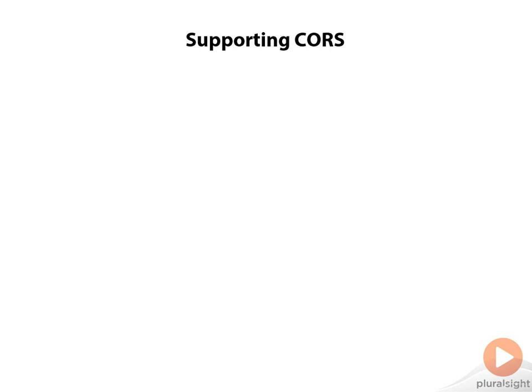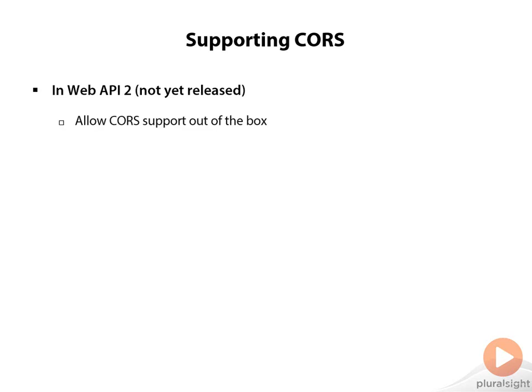The next piece is to support CORS, or cross-origin resource sharing. There are a number of techniques for doing this, and if you search the web, you'll find a number of them, but I wanted to introduce new support for it in Web API 2 in a way that I really like. I'm not going to show it in the actual project because we're only using Web API 1, because that's the only one that's been released, but let's see what it actually looks like.